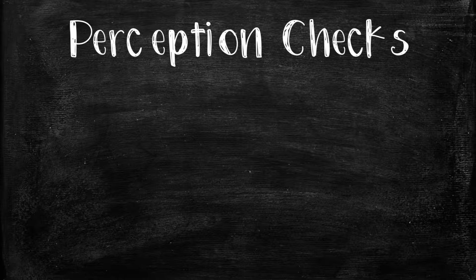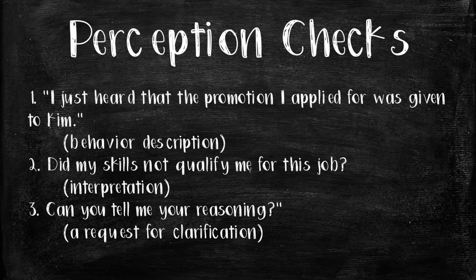Here's another example. "I just heard that the promotion I applied for was given to Kim." This is the behavior description. "Did my skills not qualify me for this job?" This is your interpretation. "Can you tell me your reasoning?" This is the request for clarification.